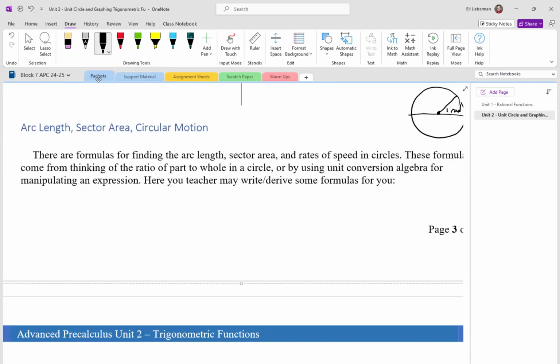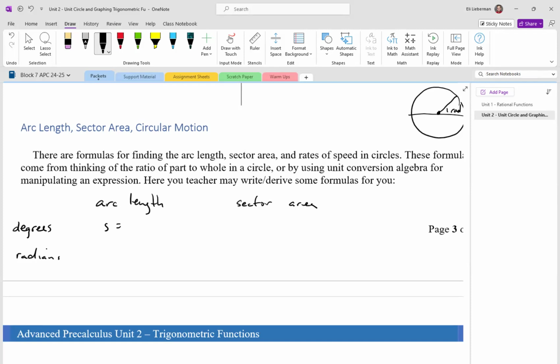We're going to make a little table down here. Arc length and sector area. Talk about it in radians and degrees, because today we already talked about degrees. In this class, we're going to be using S for arc length. I'm not sure why, but that's pretty standard.